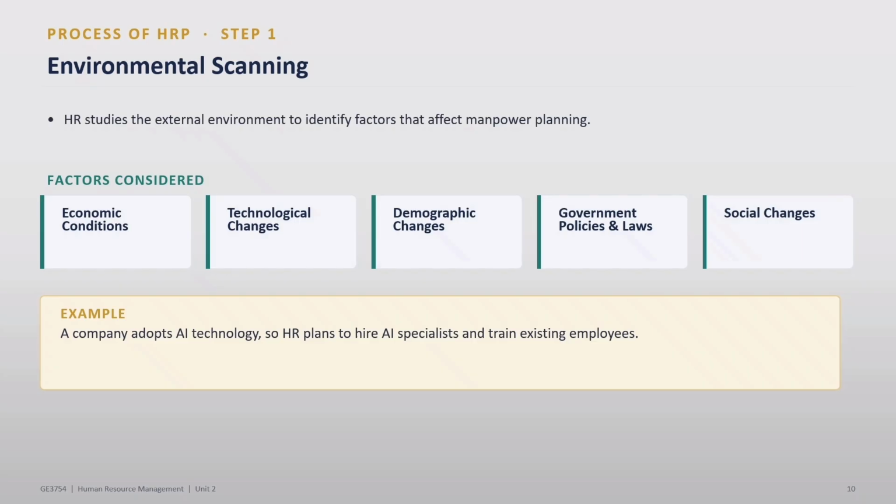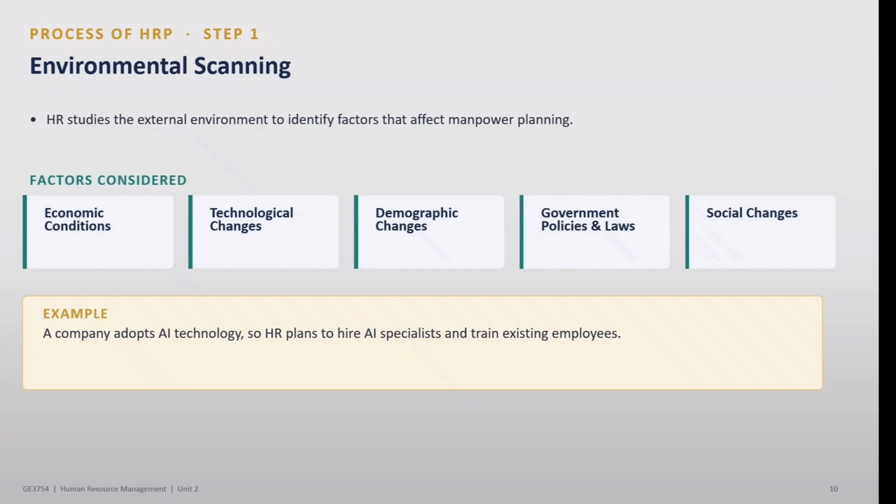For example, if a company decides to adopt AI technology, it may need employees with AI related skills. So the HR department may therefore plan to recruit AI specialists and provide training to existing employees. Therefore, environmental scanning helps HR identify changes in advance and also prepare for the possible impact on human resources.